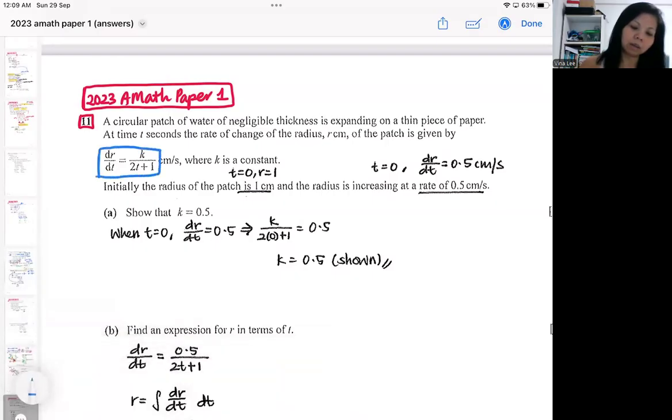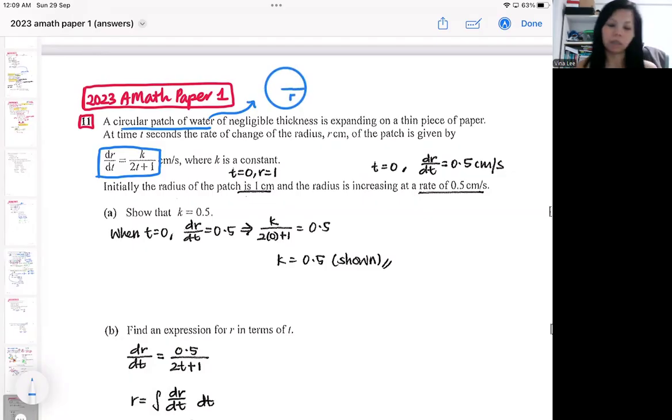And where does the radius come from? It comes from a circular patch of water. So some students might even miss this out. So it's a circular patch of water with this radius. Okay, and then they actually gave you two pieces of information. They gave you the initial radius. So initial radius means t equal to 0. The radius is 1. That means it already starts with a circle with radius 1. Then after that, it slowly expands out.